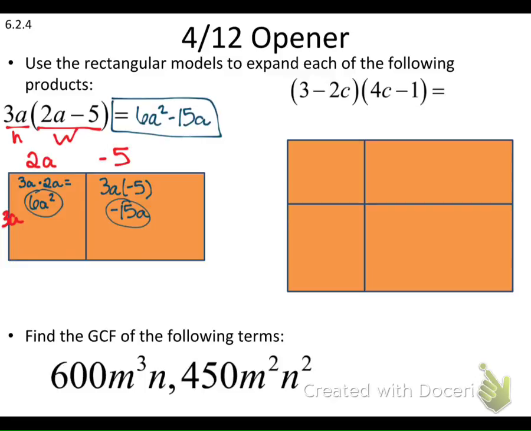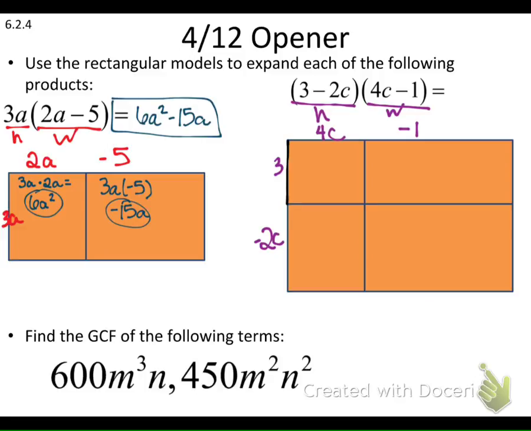All right, moving on to my second one. Joey, what's my height? Good. 3 and negative 2, so plug those in. Negative 2 what? C. Thank you. And Imagine, what's my width? Good. 4C and negative 1. Very good.